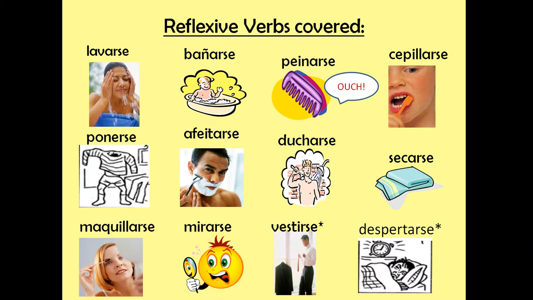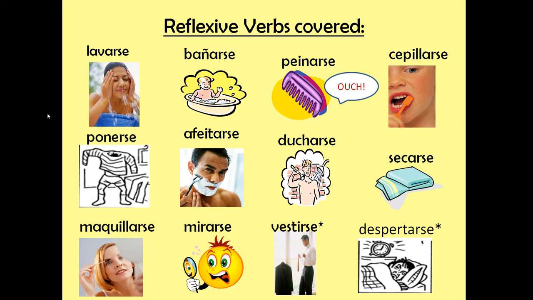So here are some of the reflexive verbs that are covered in the module. You'll notice that they look like regular verbs, like lavar here, but they have the pronoun se on the end. That's what tells you that they are reflexive verbs. Now, a lot of them are daily activities, daily routines, personal hygiene, putting on makeup, looking at yourself in the mirror, getting up, getting dressed, things like that. And we're going to talk about why that is in just a second.